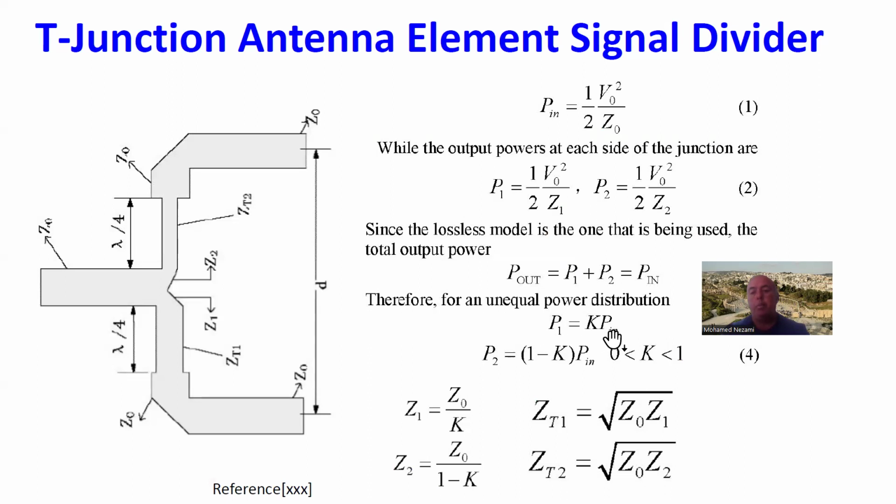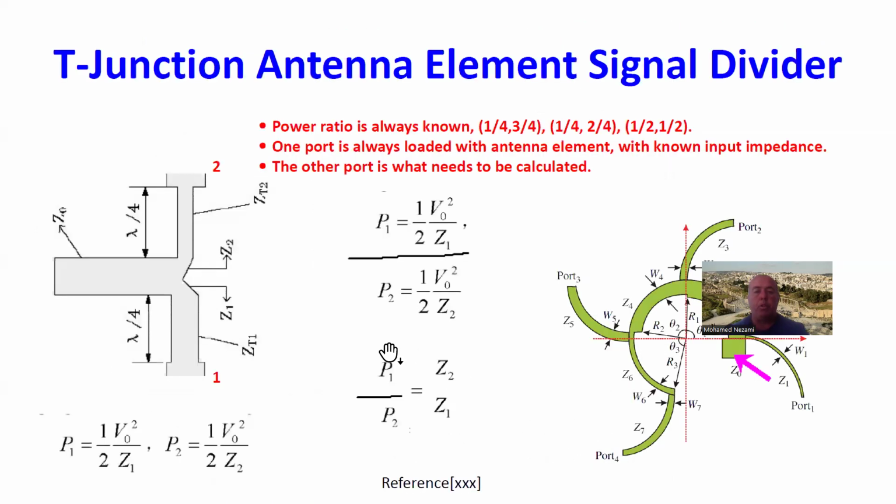Then P1 is K times Pin, so K is the ratio between the output power in here versus the input power. If you define it from here to here, then one minus that is the other leg, because we're assuming the input power level is normalized to 1. From last time, we can see right away the quarter wave transformer that transfers from the output impedance to the T-junction equivalent virtual impedance by these two equations. Please refer back to that video.